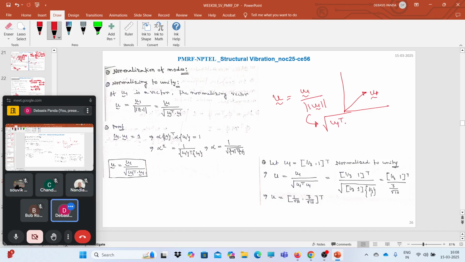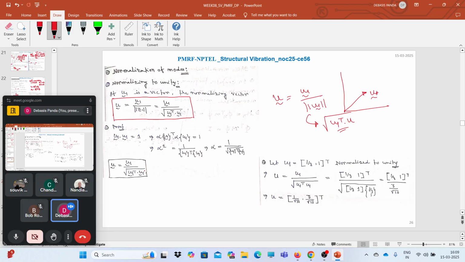u1 transpose dot u, that means under root of u1 square. So here is the vector, so you need to take care of the dimension, so we can write it like this, u1 transpose u. So if I want to normalize any vector to unity, we can use this. It's nothing but vector itself divided by the Euclidean norm of the vector. So we can call it the normalization, normalization to unity.